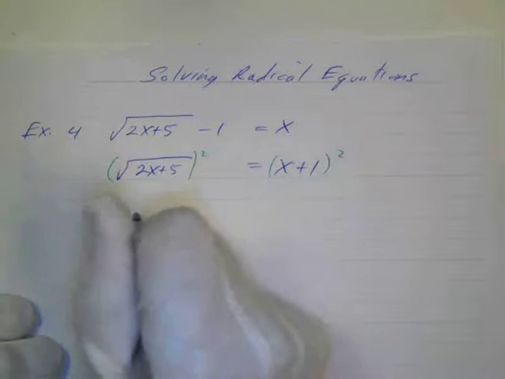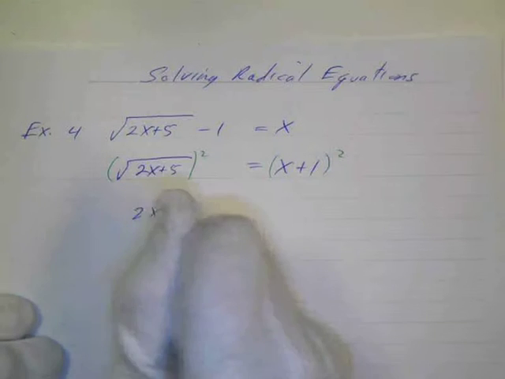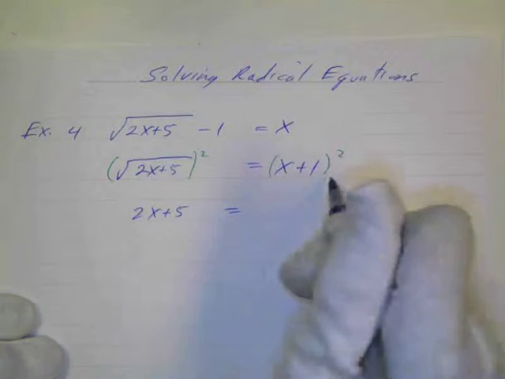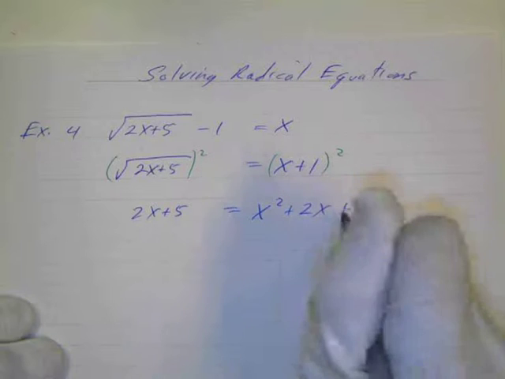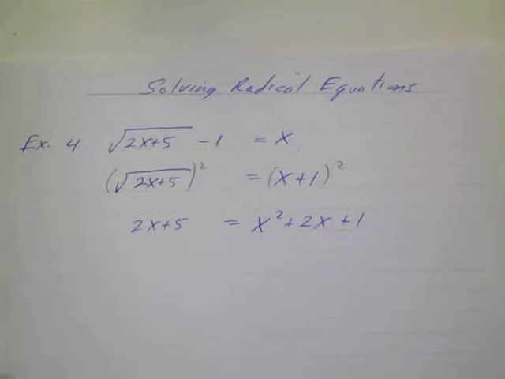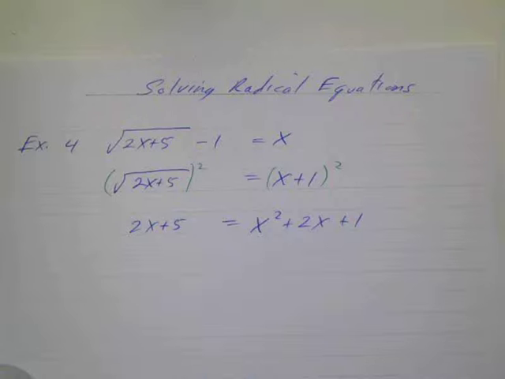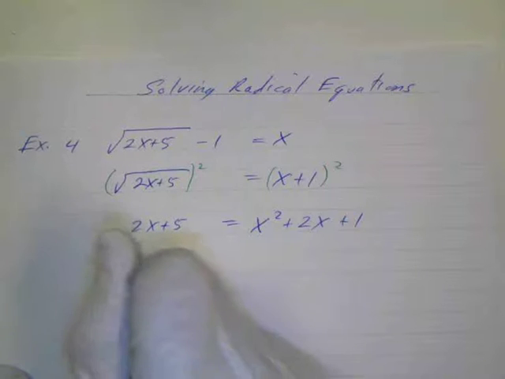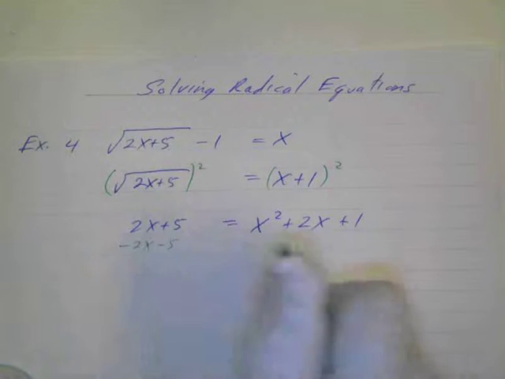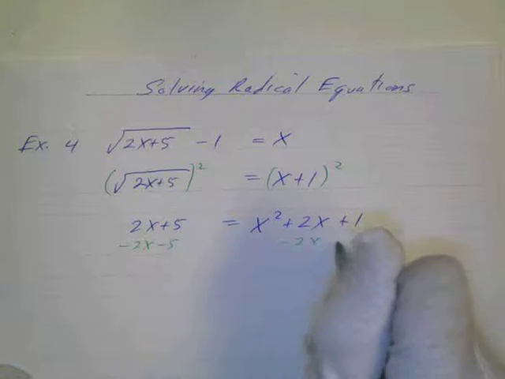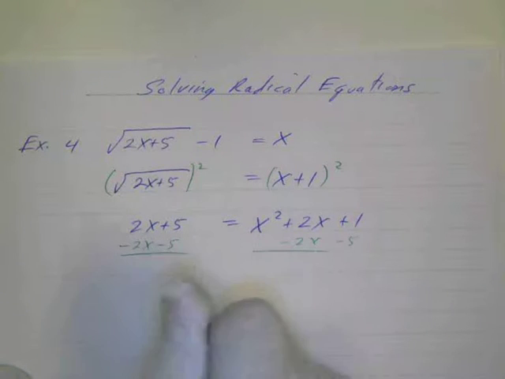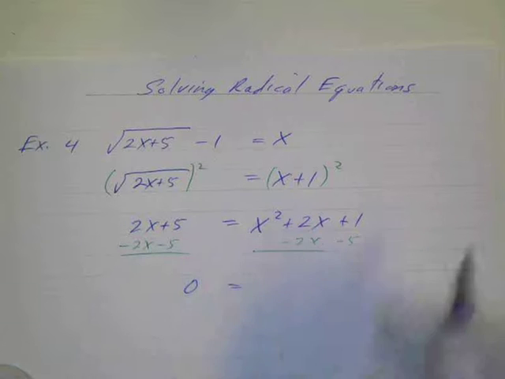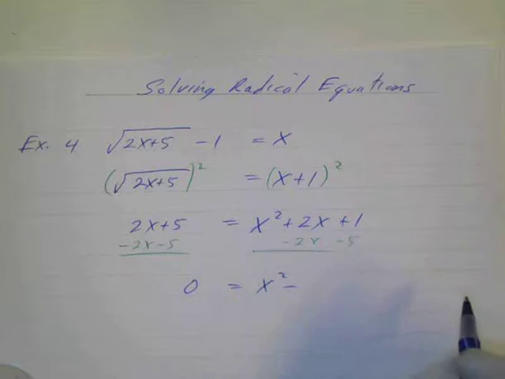When I do that, I've got 2x plus 5 equals, and if I square this out, x squared plus 2x plus 1. So now I've got a quadratic equation. So I'll subtract 2x and subtract 5 from both sides. And on the left I have 0. And on the right, well, this is nice because I end up with x squared minus 4.